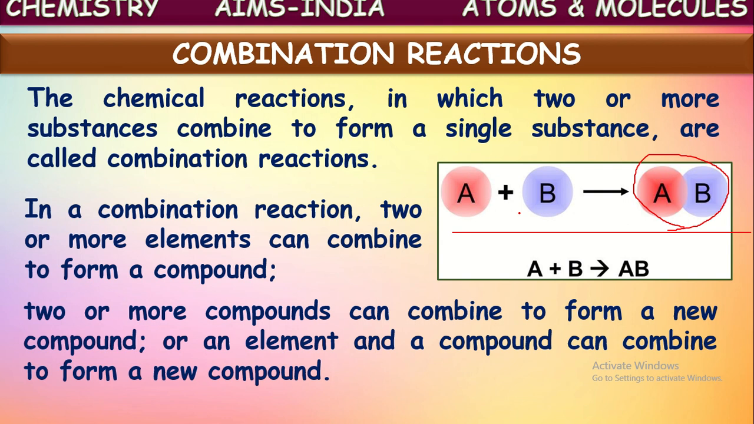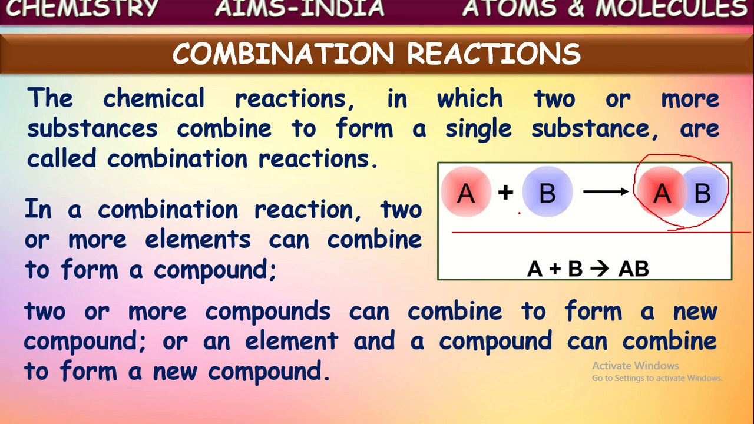In certain combination reactions, two or more elements may combine together to form a new compound. In certain combination reactions, two or more compounds may combine together to form a compound. In certain chemical reactions, a compound and an element may combine together to form a new compound. There are different types of combination reactions we can say.